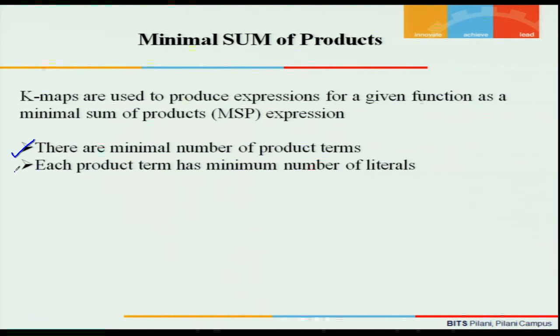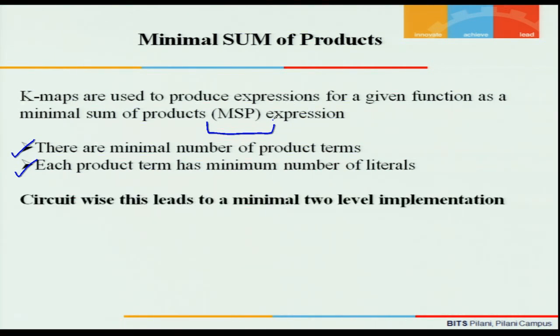The second objective is each product term has to have minimal number of literals. Whether it is a 2 input AND gate or n input AND gate depends on how many input literals are applied to a gate. Lesser the number of literals, lesser the number of inputs required for a gate. That means, if we combine these two objectives, a product term having lesser number of literals and lesser number of product terms, that results in minimal sum of the product expression for a given circuit. This produces minimal 2 level implementation, lesser hardware used for the given circuit.